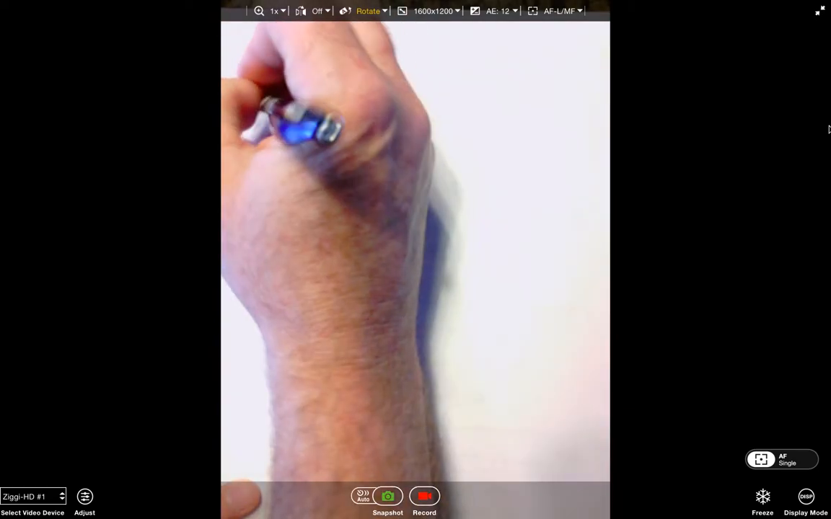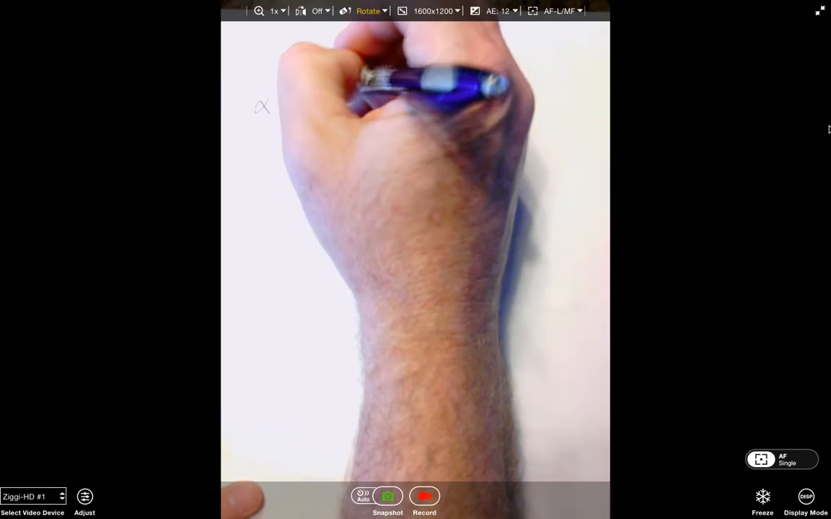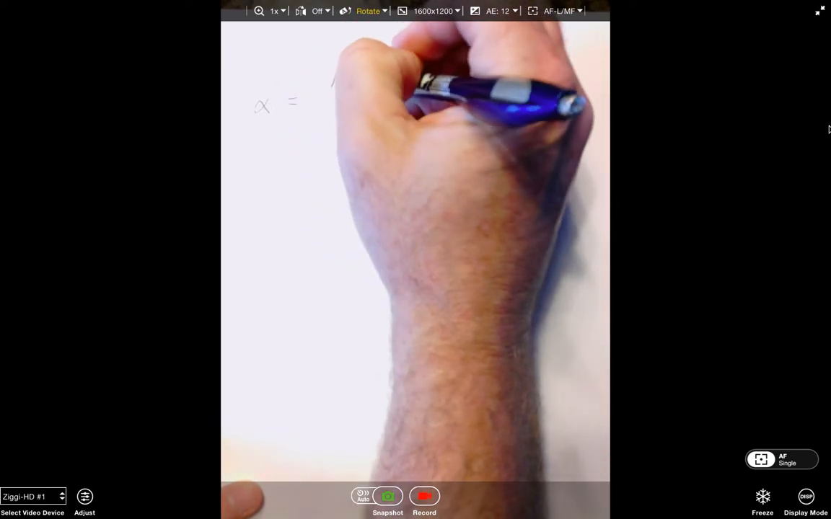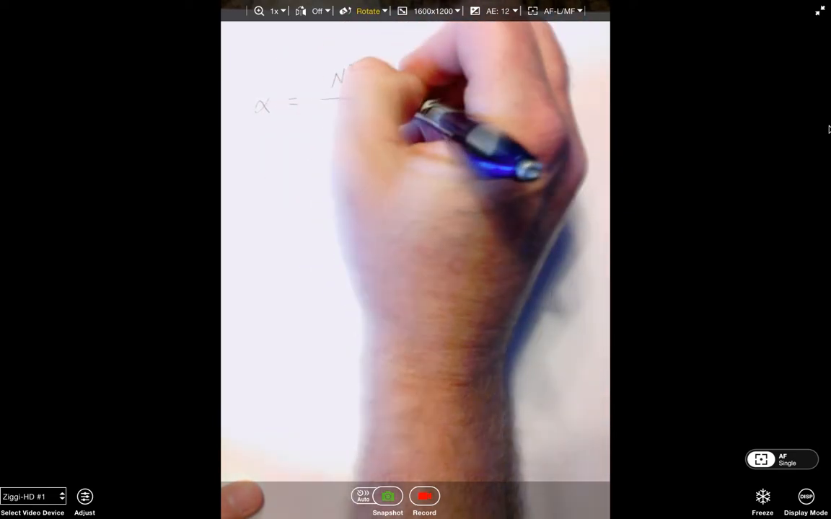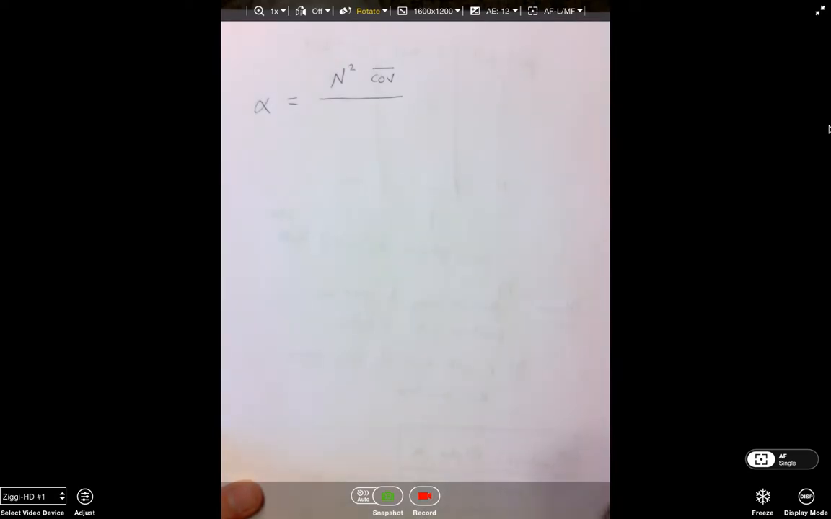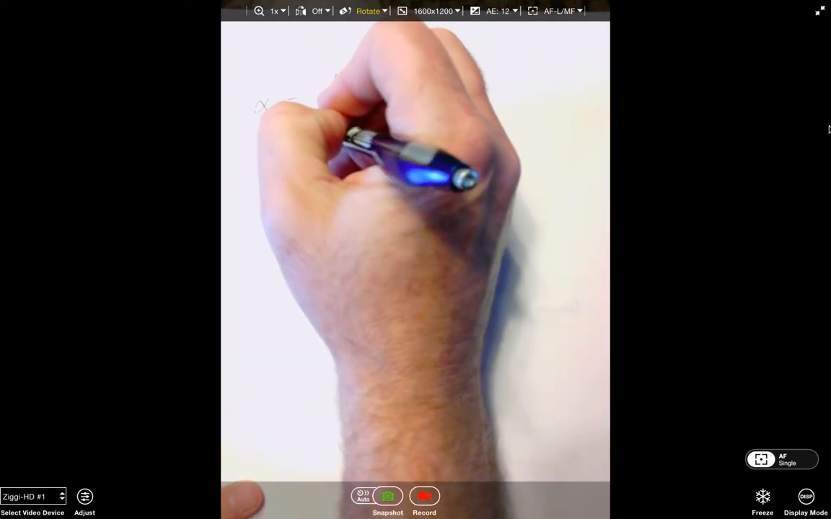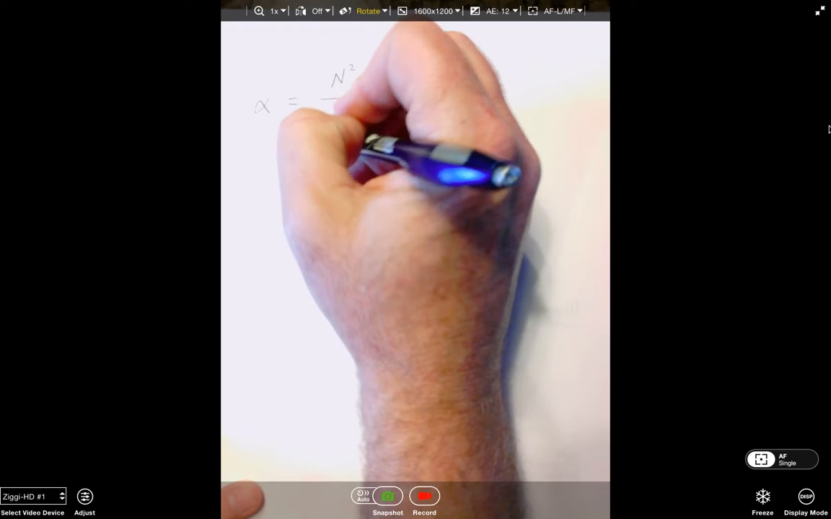Well, gang, alpha is extremely easy to calculate, even though this formula may drive non-mathematicians or non-math majors crazy. It shouldn't for us.